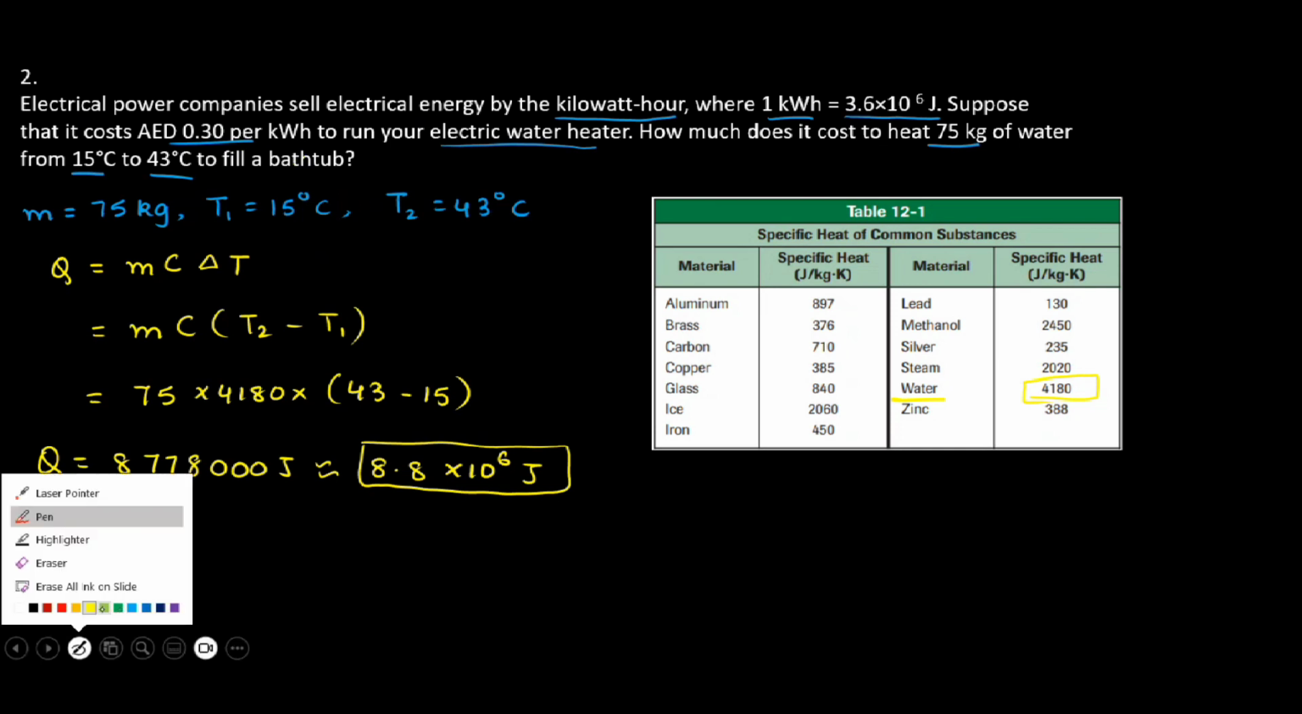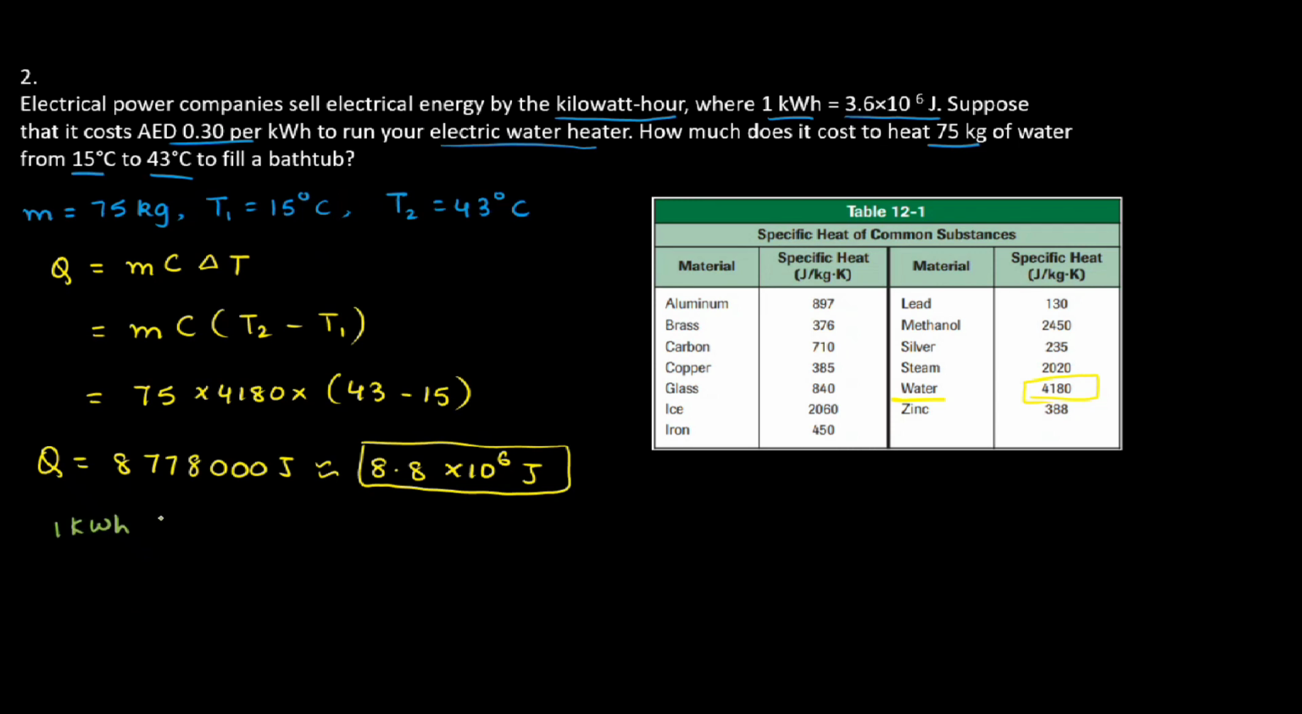We know that 1 kilowatt hour is equal to 3.6 times 10 to the power 6 joule. So if I want to convert this thermal energy from joule to kilowatt hour, I have to divide by this number. So my thermal energy in kilowatt hour will be equal to 8.8 times 10 to the power 6 divided by 3.6 times 10 to the power 6. And when you do that, you get your energy in kilowatt hour as 2.44 kilowatt hour.